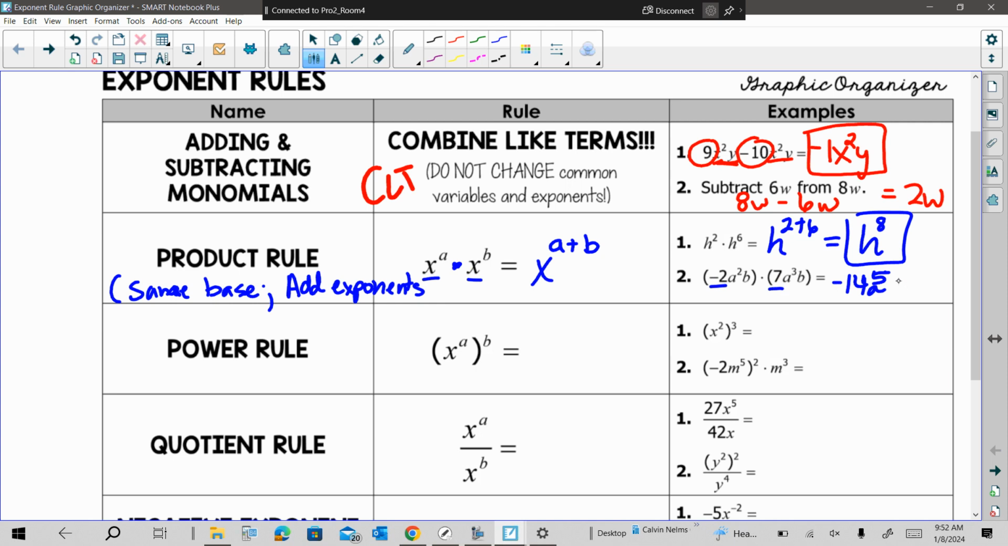Then you go to the next variable, b, and this is b times b. So this would be b squared, yes.